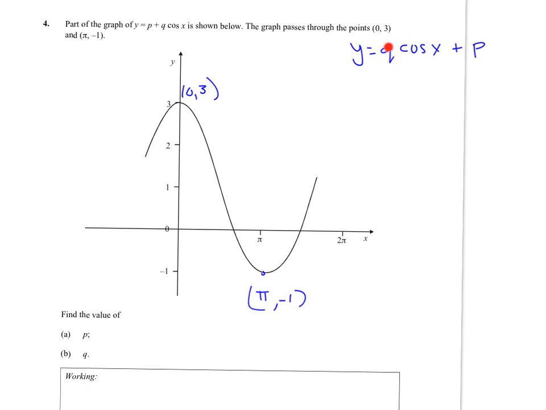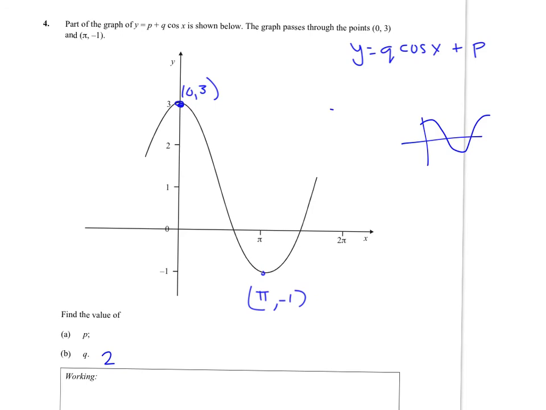Q is going to be our amplitude, and it also represents whether our graph was reflected. First, to figure out our amplitude, that's half our total distance. From 3 to negative 1 is a total distance of 4, so half of that is 2, so that's our Q. Now we have to figure out if our graph was reflected. Typically our cosine graph starts at the top and ends at the top, and the same idea here, so there's no reflection, so it's positive 2.